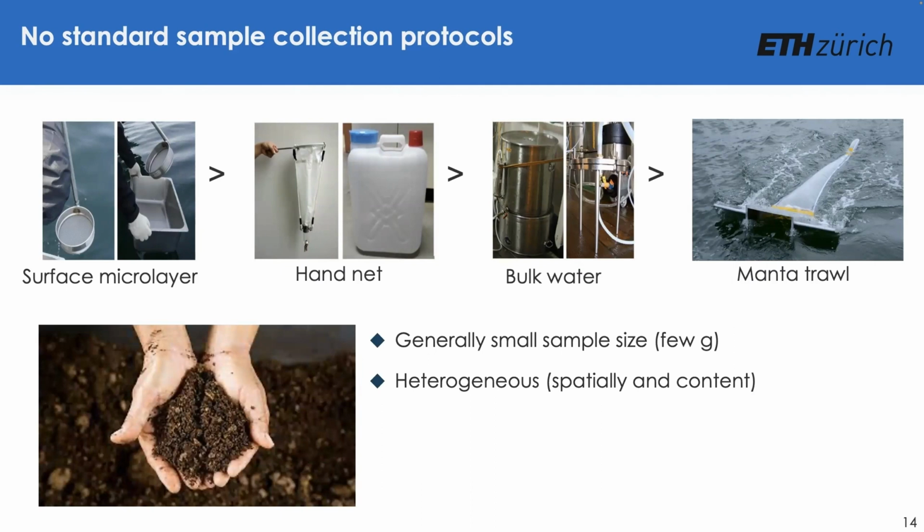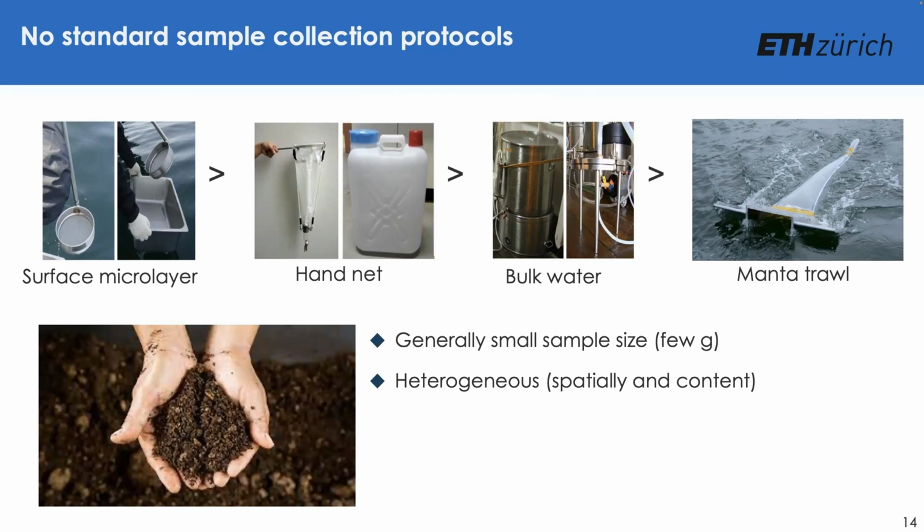When we think of soil samples, generally this is a much smaller sample size, of having a few grams of soil that you're actually going to collect. And that's what makes this even more of a heterogeneous sampling, both in terms of spatially across the whole field which you're sampling, as well as the content that you'll eventually measure.